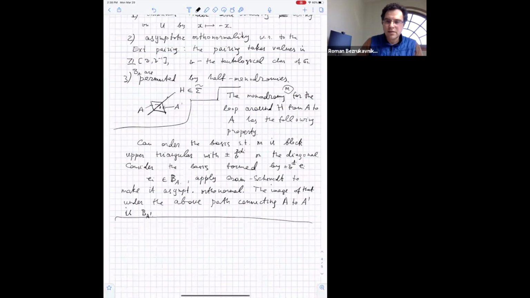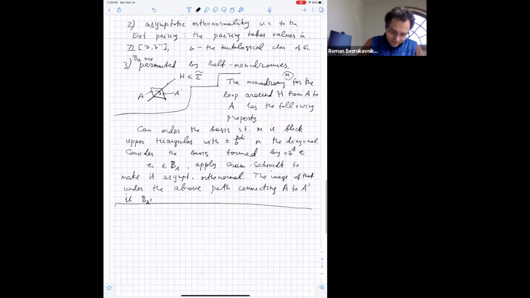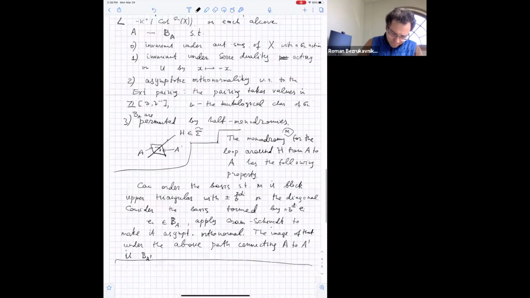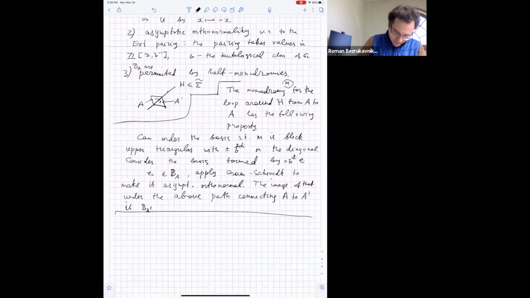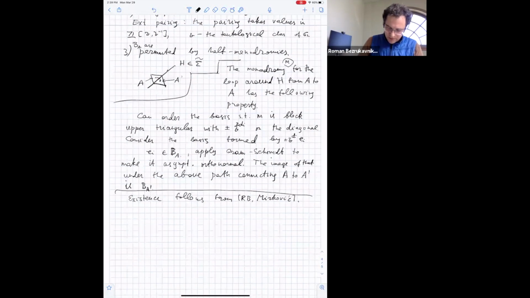So this is the end of the axioms. And the comment here is that, well, the difficult part is existence, and so existence follows from my old paper with Mirkovic, where, after some reductions, it's proved using property of Frobenius weights for perverse sheaves on the affine flag variety.